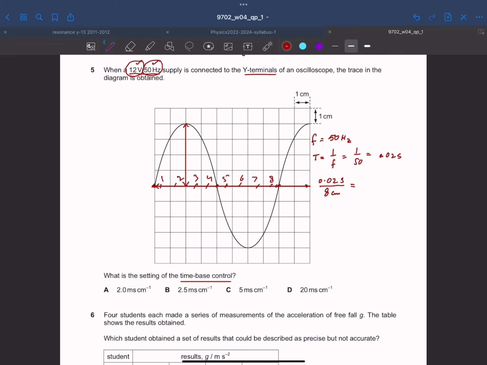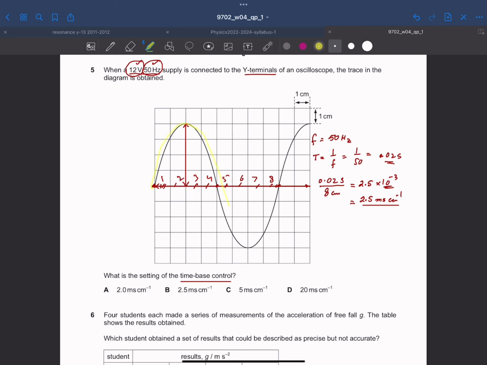So what will be the value for one box or 1 centimeter? So of course what you are doing, you are dividing the time period by 8 centimeter, and the value which you are getting is 2.5 into 10 to the power minus 3, or simply you can say that it is nothing but 2.5 millisecond. So this is the scale here that you are saying that it is 2.5 millisecond per centimeter. If you will have this scale 2.5 millisecond per centimeter, then you will have this shape which is given.